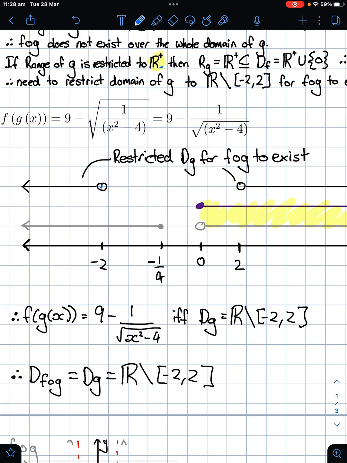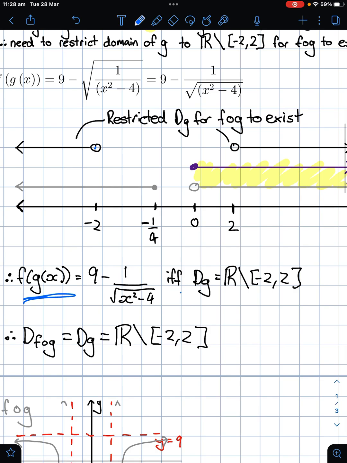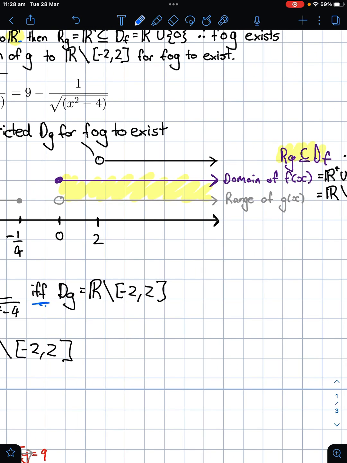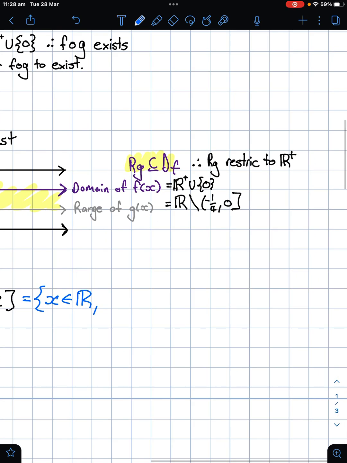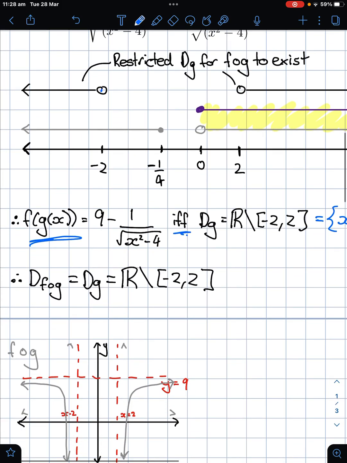So from this, therefore, our composite function here equals this if and only if the domain is all real numbers apart from the interval here. Now, let me just do that. So this is saying our domain is x is all real numbers apart from, x has got to be less than -2, not less than or equal to, and x has to be greater than +2. And that domain is what we need there.